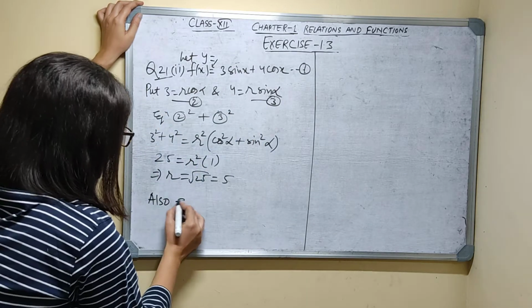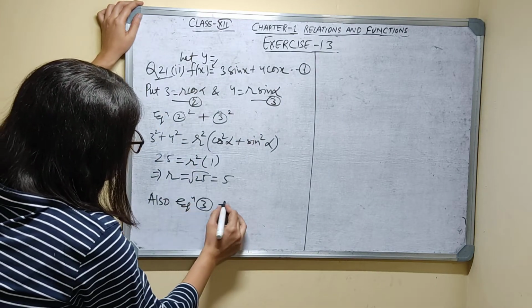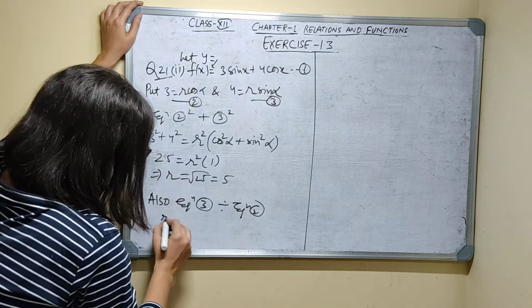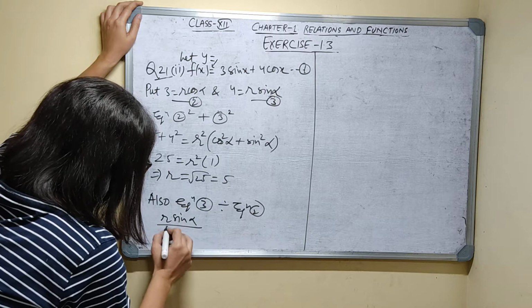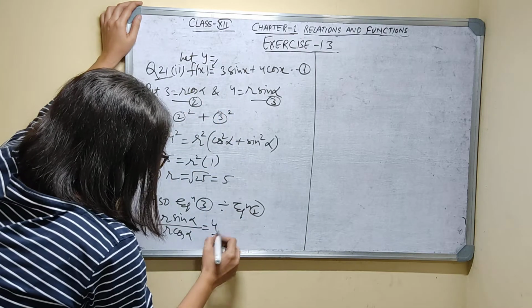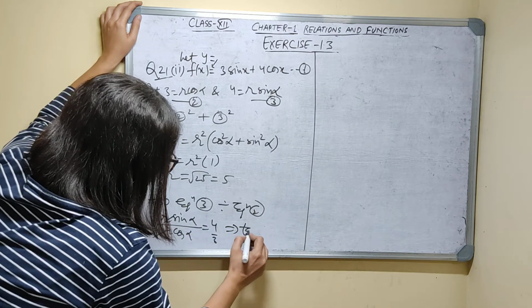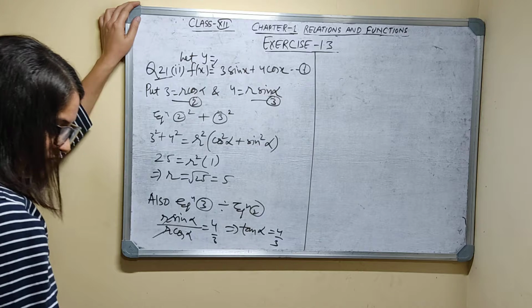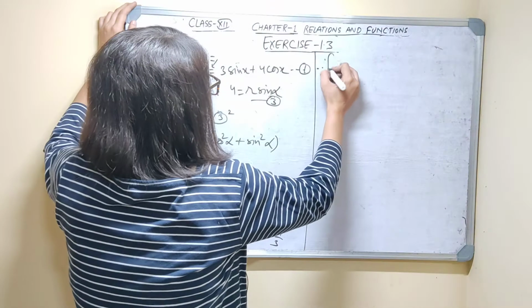Equation 3 divided by equation number 2. So you get R sin alpha upon R cos alpha, which is equal to 4 upon 3. R cancels, so tan alpha is equal to 4 by 3.